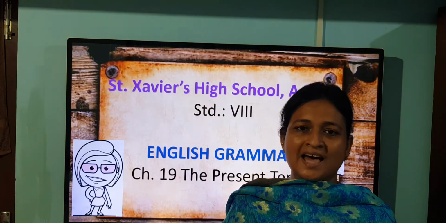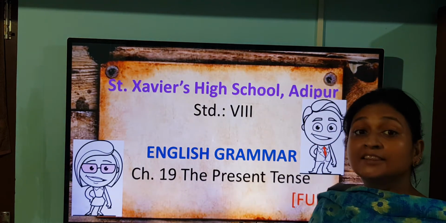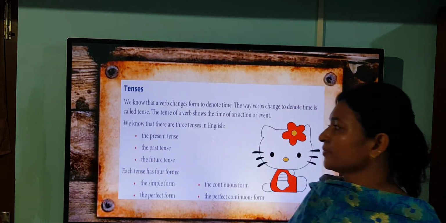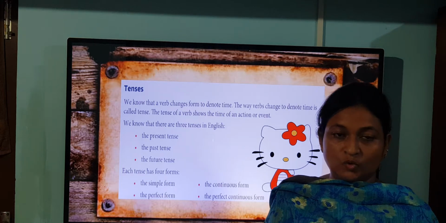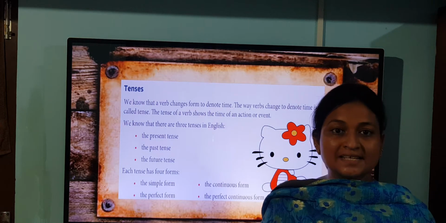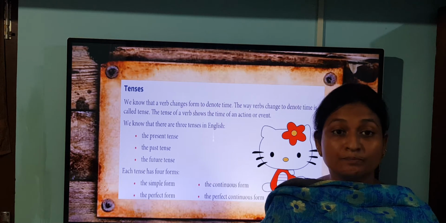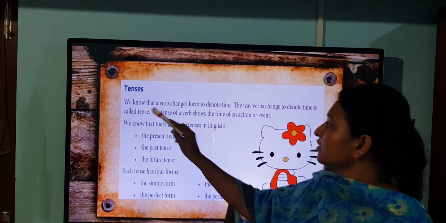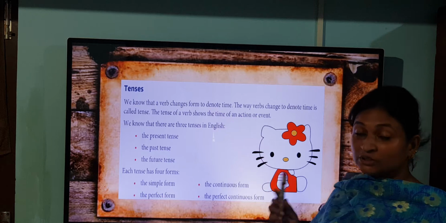Hello children, and let's do English Grammar chapter 19, the present tense. Tenses. Tenses means time. That's why we have present tense, past tense and future tense. They talk about the time: present time, past time and future time. We know that a verb changes form to denote time.